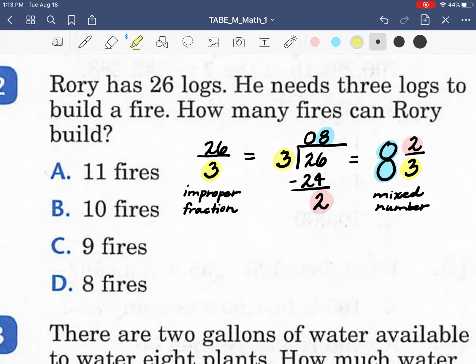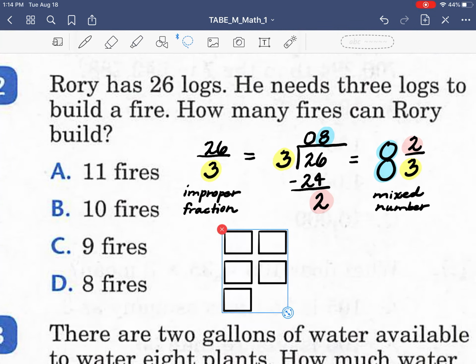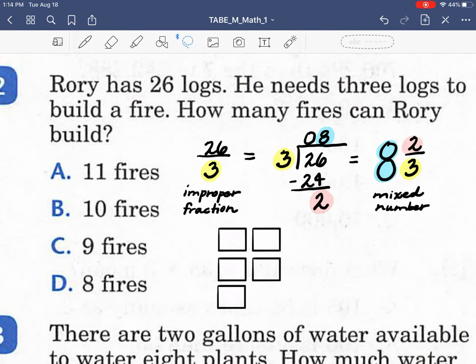Okay. So the question is, how many fires can Rory build? I'm sorry, let me give you those HiSET folks the keystrokes on your Casio. All clear. Put in the improper using the ABC function. Equals, you'll get 8 and 2 thirds.